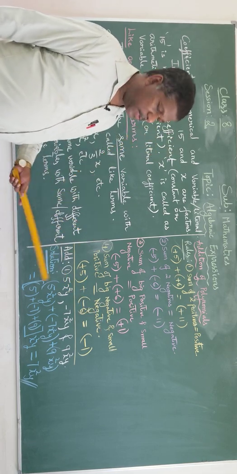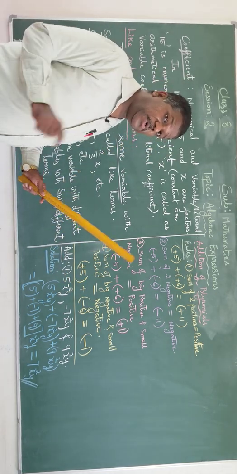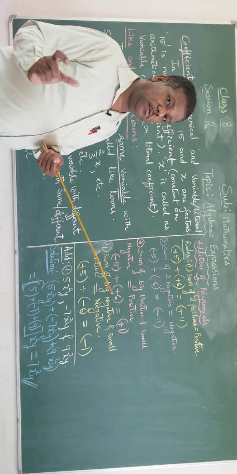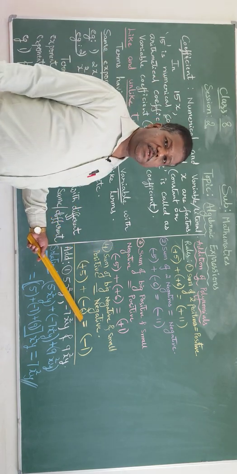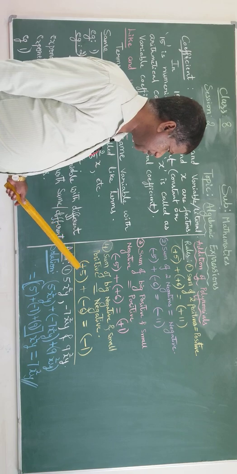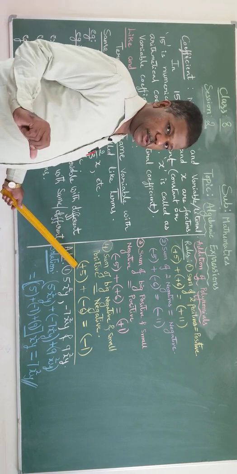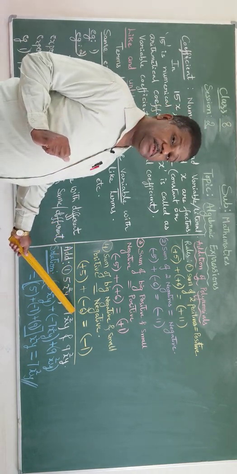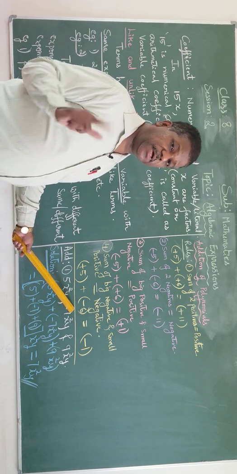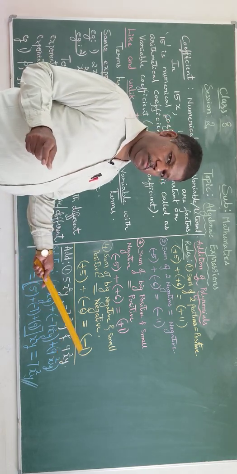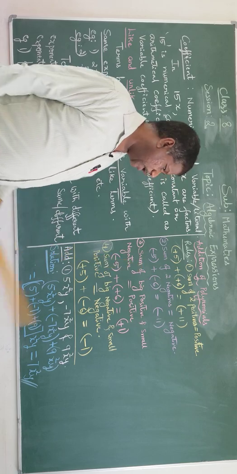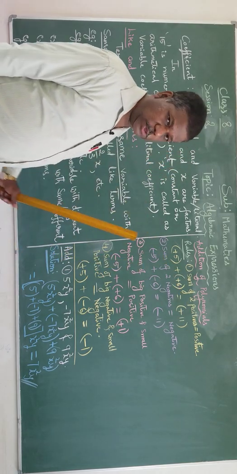Last rule: the sum of a big negative number and a small positive number, the result is negative. As you can see, 5 is a positive, small number, and minus 6 is a negative, big number. So the answer should be negative, that is minus 1. So these are the 4 rules.